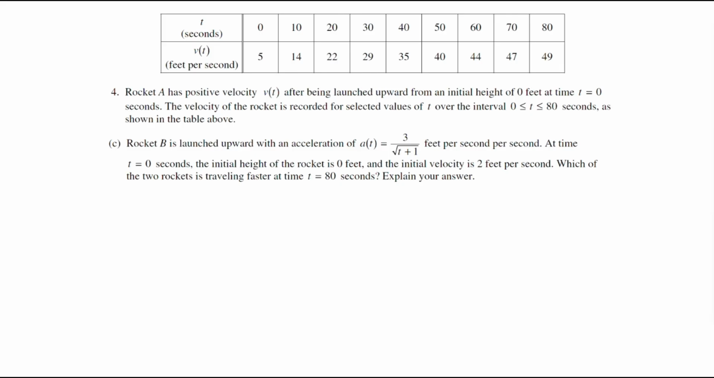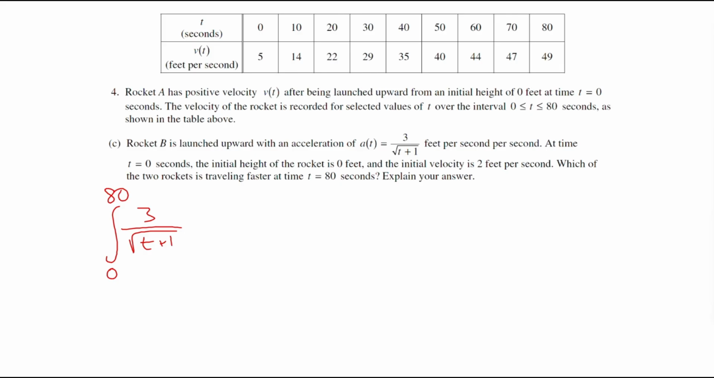And it tells us that at t equals 0, the initial height is 0, and the initial velocity is 2. Right? So this is a different rocket. Which of the two rockets is traveling faster at t equals 80? Well, if we want to find the velocity at 80, we just need to integrate the acceleration from 0 to 80. So we're going to integrate 3 over root t plus 1.